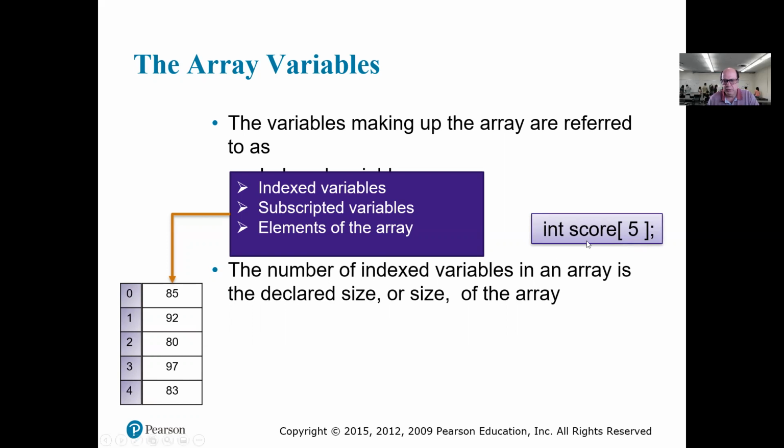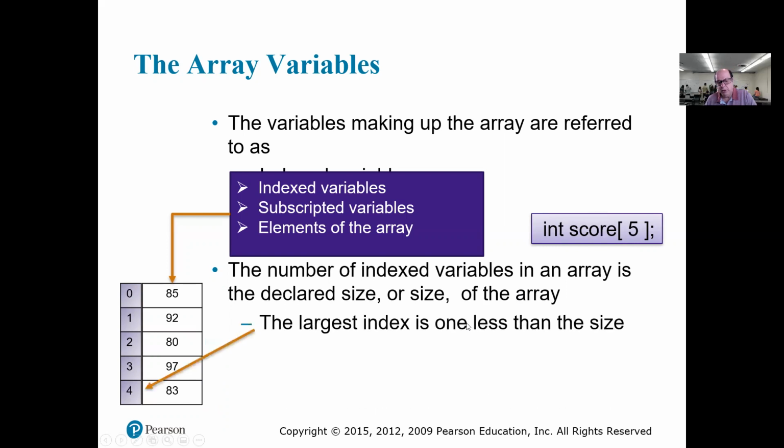When we declare our array, the size is going to go there. So it's going to have 5 elements in there, that's 1, 2, 3, 4, 5. The largest index is 1 less than the size. So if I have 5, the maximum index I can use is 4, and the smallest one is always 0.